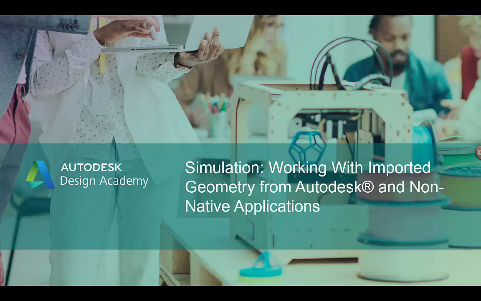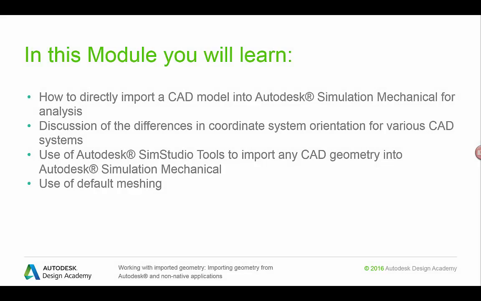In this video, we will highlight simulation working with imported geometry from Autodesk and non-native applications. In this module, you will learn how to directly import a CAD model into Autodesk Simulation Mechanical for analysis. We will discuss the differences in coordinate systems and orientation for various CAD packages. We will use Autodesk SimStudio tools to import different CAD geometry into Autodesk Simulation Mechanical, and we will showcase how to perform a default mesh.